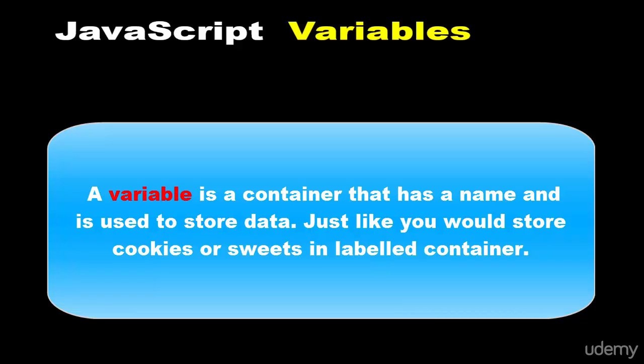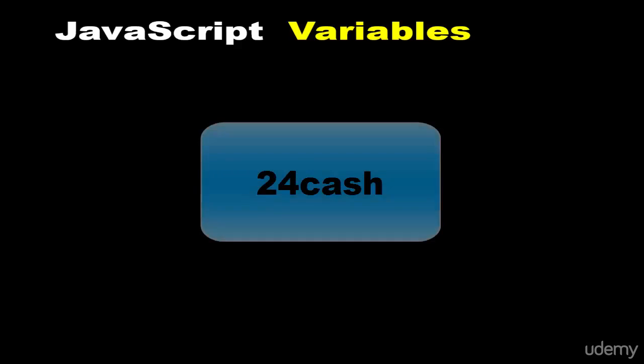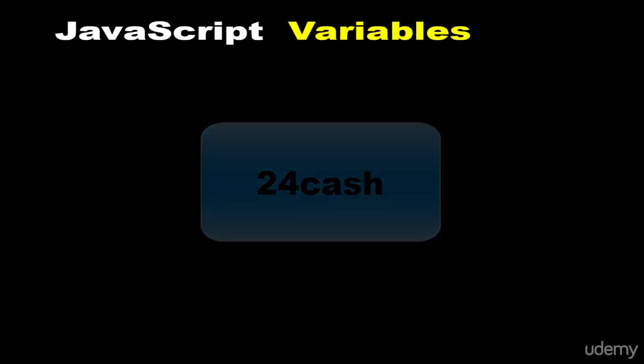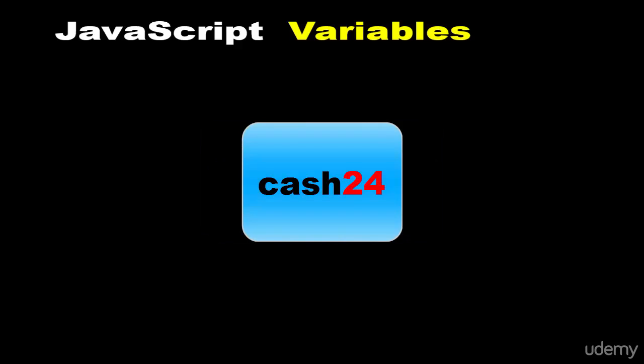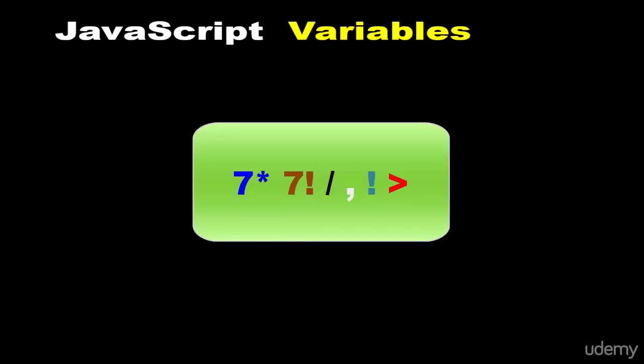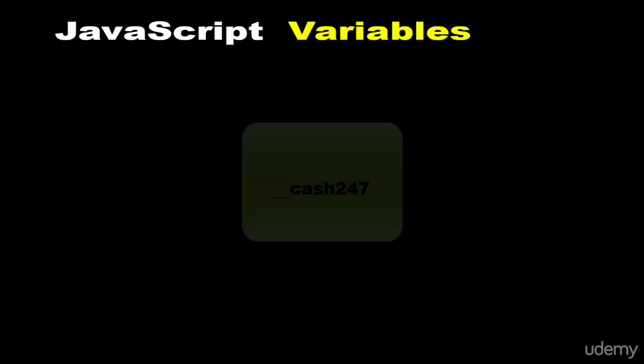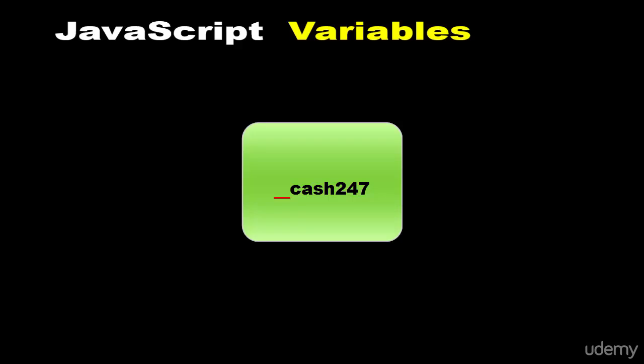For example, you cannot begin a variable name with a number. You can't, for example, name a variable 24cash. You can, however, name it cash24. You cannot use mathematical or logical operators in variable names. For example, you can't name a variable 7* or 7? and so on. You can't use punctuation marks. However, you can use an underscore in variable names, but that's the only exception. You can't use any other punctuation.